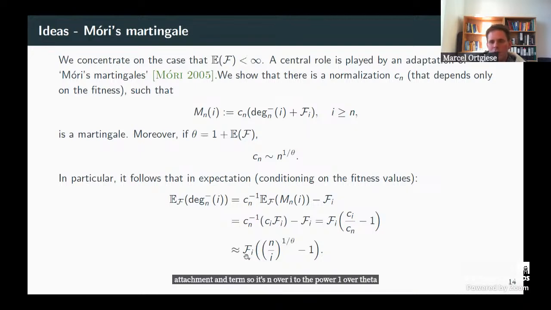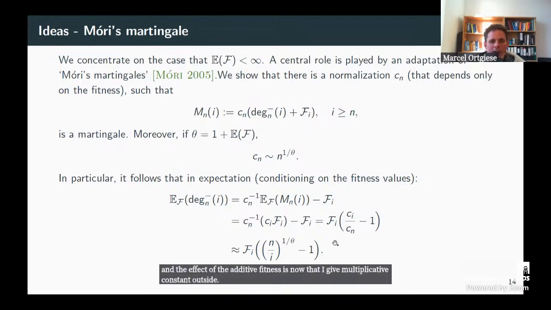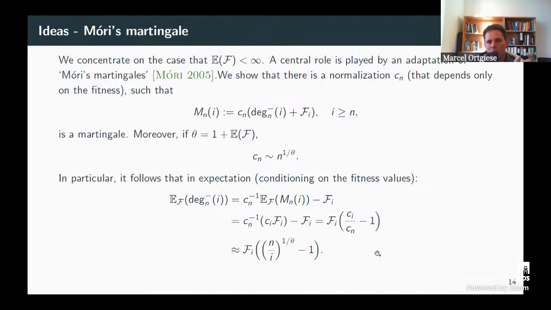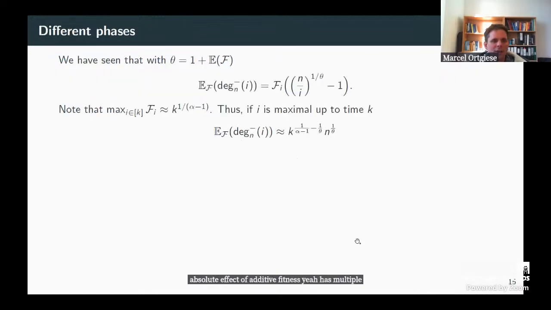So if I had constant fitness, this is exactly what I get for preferential attachment. But the effect of the additive fitness is that I now get a multiplicative constant outside. That's kind of important if you want to understand these models. So the effect of the additive fitness becomes multiplicative. Okay, cool.